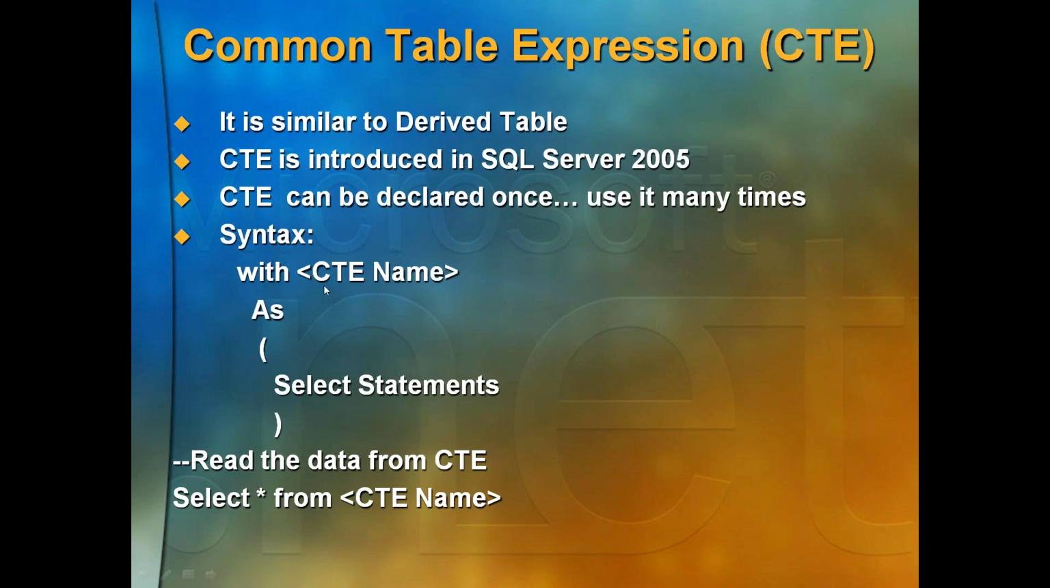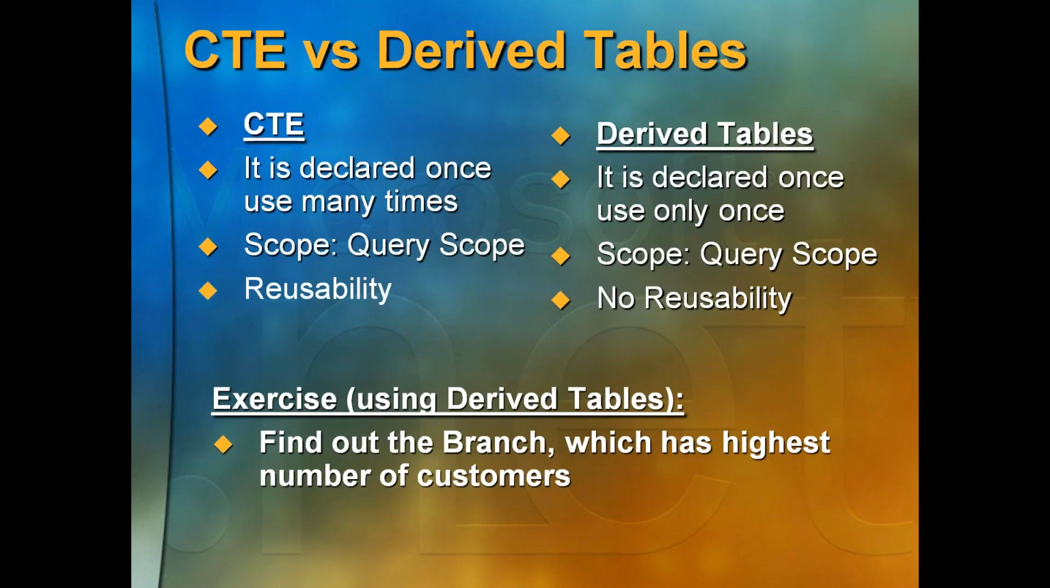The syntax is WITH the CTE name AS a select statement, and you read the data from the CTE with select star from CTE name, and you can apply where clause, group by clause, joins, a lot of things. So a CTE is declared once, used many times. A derived table is declared once, used only once, within the single query itself. No reusability. So let us understand these 2 points clearly.